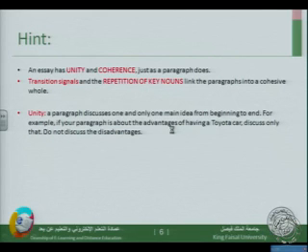Well, before we move on, I have some hints for you. You should know that any academic essay has unity and coherence. Unity and coherence are very important elements in essay writing.